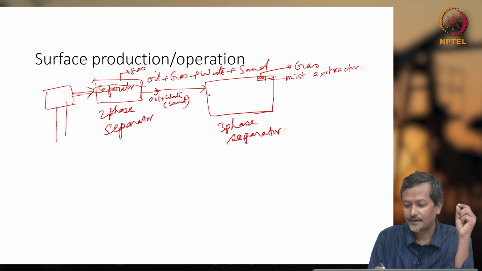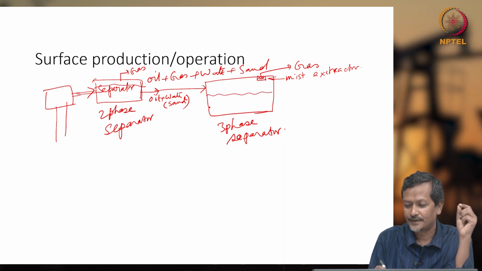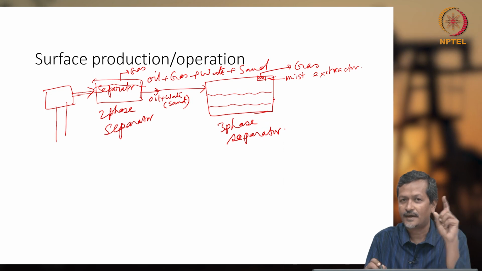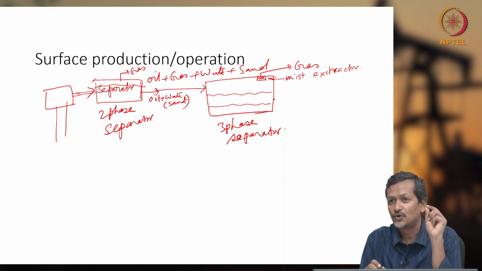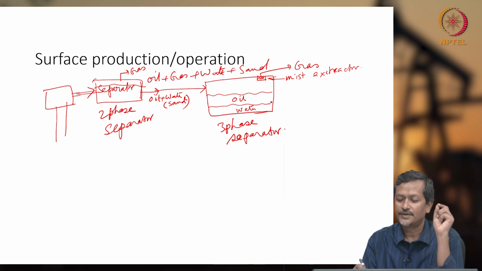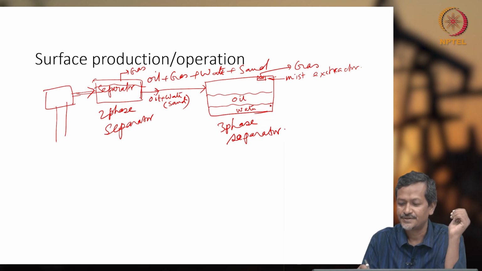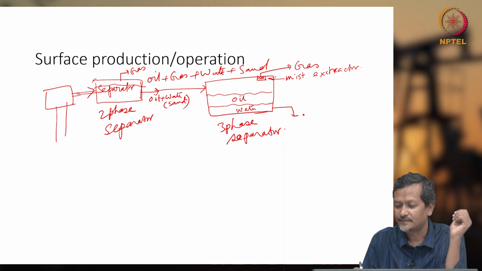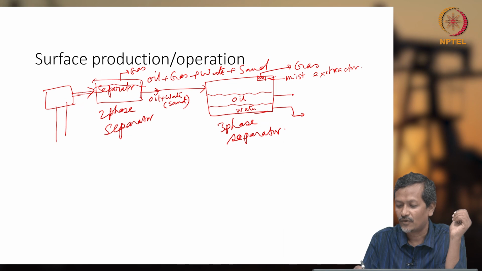And another part, it will have one layer here, one layer here. And I already told that oil is low density fluid. Low density fluid means oil will be floating over water, and water is here. Okay. So what you do during separation stage, you take water separately and you get oil separately.